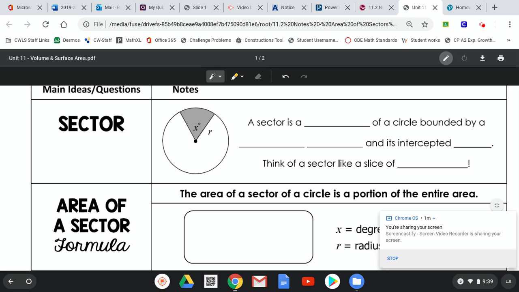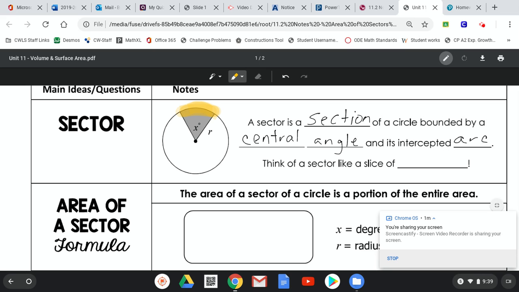So if we're looking to fill in the first section of notes here, a sector is just a section of a circle, and it's bounded by a central angle. Back to when we were talking about central angles, because those angle measures are coming into play again. And it's intercepted arc. Intercepted arc just means the arc formed by that angle. So the intercepted arc is this arc right here. It's the outside part of the circle.